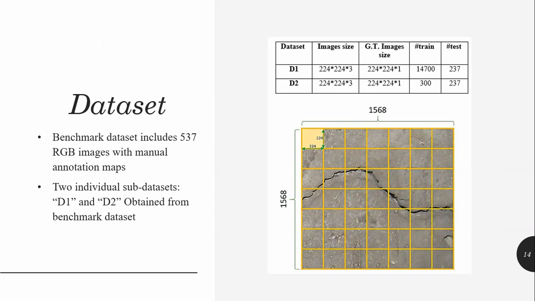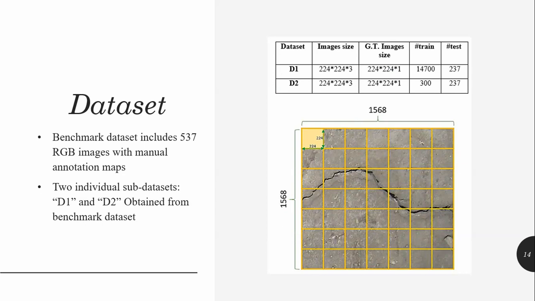We have used a benchmark dataset available on the internet, which includes 537 RGB images of civil structures such as concrete cracks and pavement cracks, which I have annotated manually. We have extracted two different data sets from the benchmark dataset for our two networks.